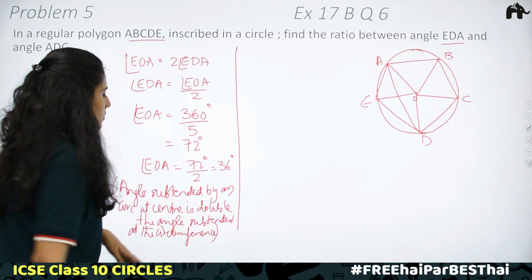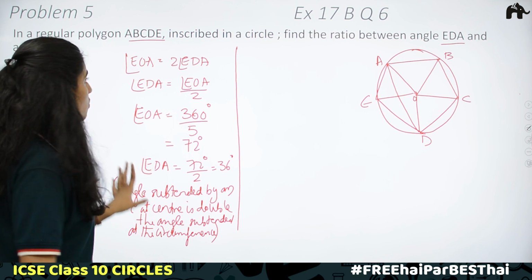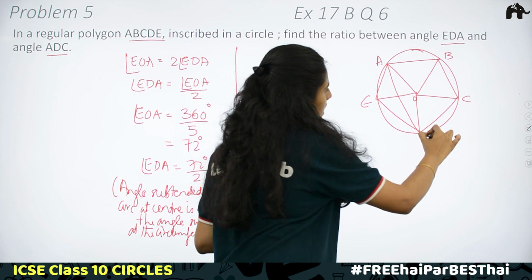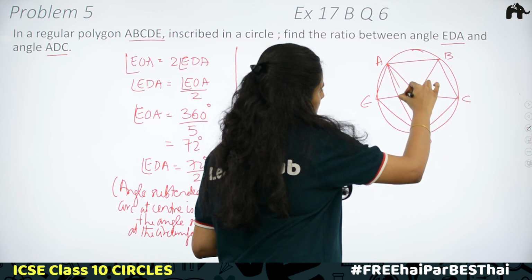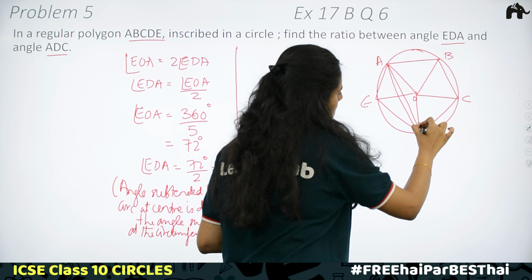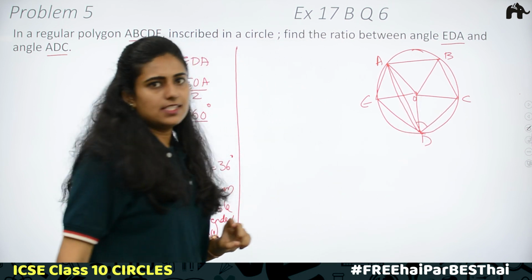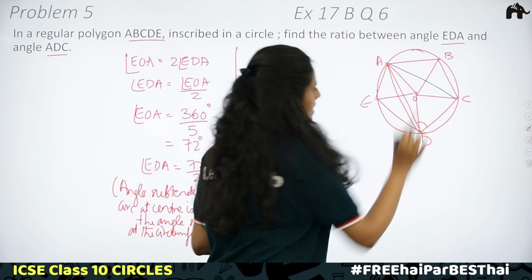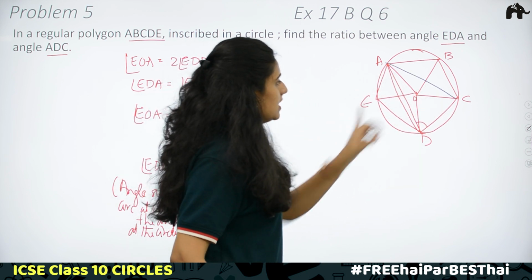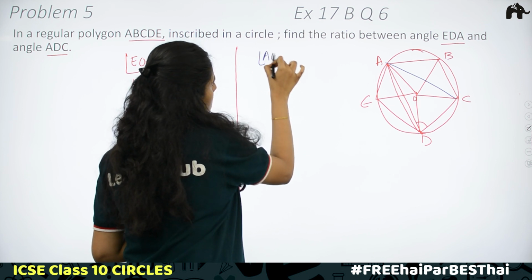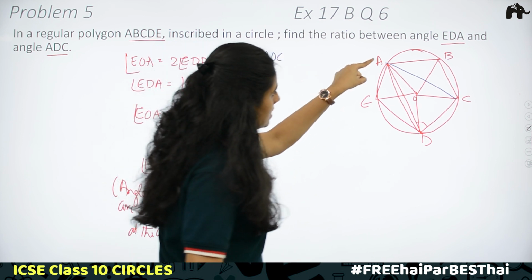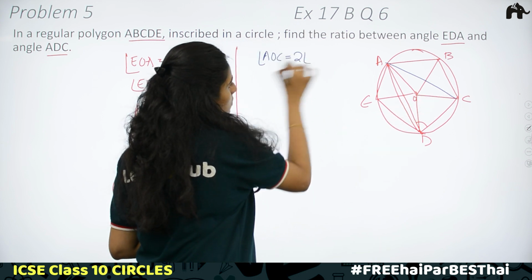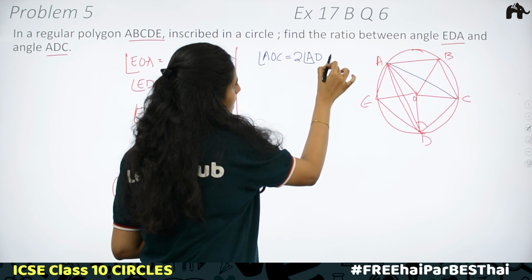At the circumference. Okay. So we got EDA. Now what we have to determine? We have to find ADC. ADC is this angle. How to find ADC? Now I am considering a chord AC. This chord AC subtends angle AOC at the center and ADC on the circumference of the circle. Therefore, AOC will be equal to 2 times angle ADC.